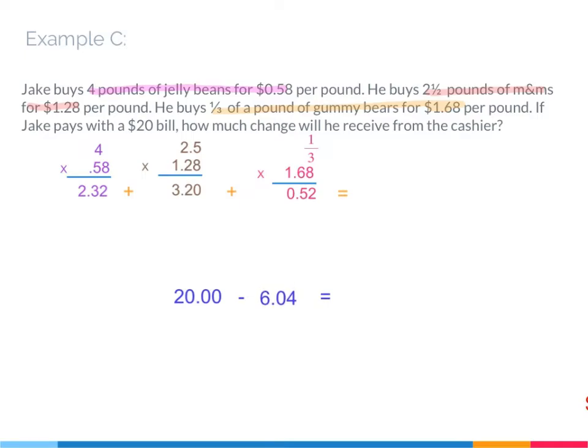So when we do our $20 minus $6.04, we end up getting a final answer of $13.96. And notice I labeled that final amount with a dollar sign because this is a word problem. I need to have a word answer, and in this case, my word answer is money, so that dollar sign is an appropriate label. Let's go on to the last example.